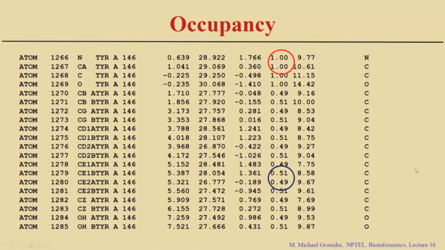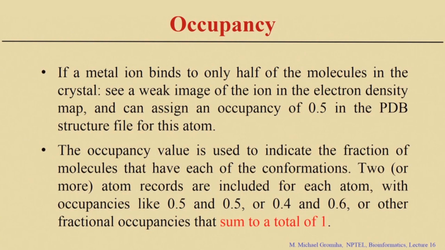This is an example for 1. In all these cases you can see the occupancy is 1. So, all these atoms in this residue occupy the same position in all the molecules. This is why the occupancy is 1. In some cases it is different, say this one, this is tyrosine 146 C beta. Here you can see the value is 0.49 in one case and 0.51 in another. What is the difference? How is it 0.49 and 0.51?